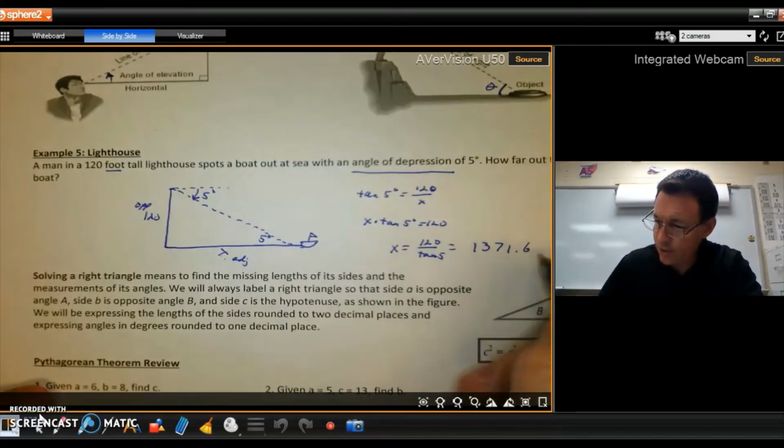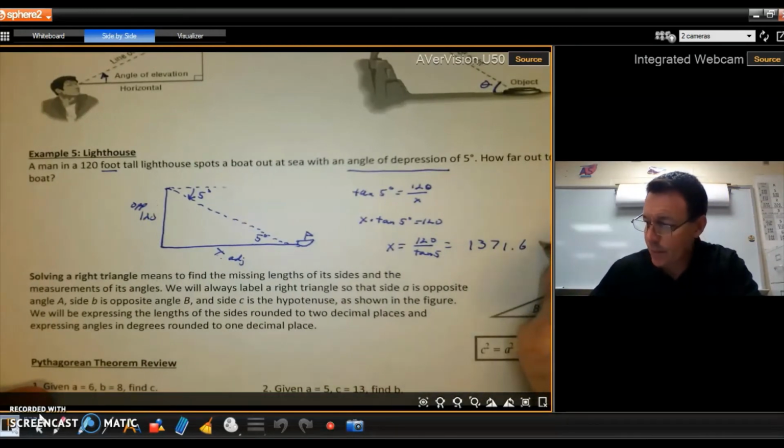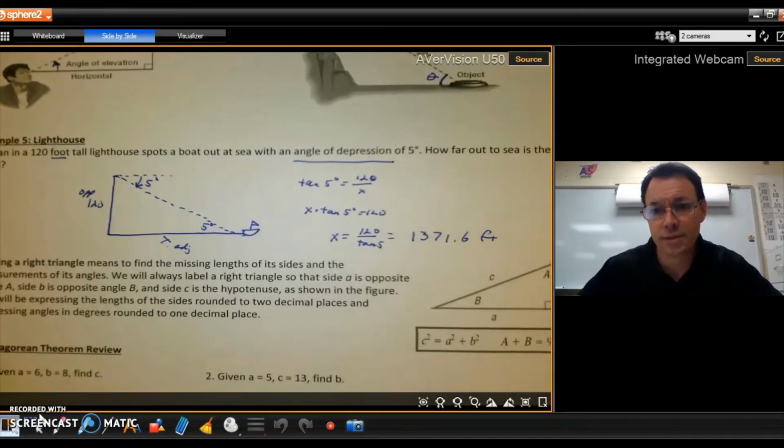If this is in feet, this is in feet. Okay, this is your answer, and I'm fine with that. If you want to put feet like an awesome kid, that's great. But I'm not going to count off for that.